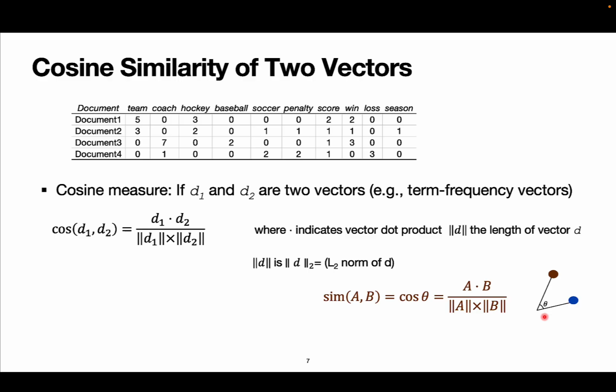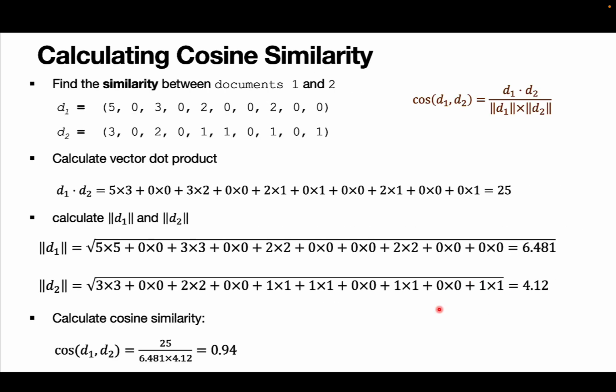In other words, this is very useful because when comparing text documents, we want to be able to compare them regardless of their lengths. The cosine similarity is defined as the inner product of two vectors divided by the product of their norms, which means we normalize them to unit vectors and then compute the cosine of the angle between those two unit vectors.